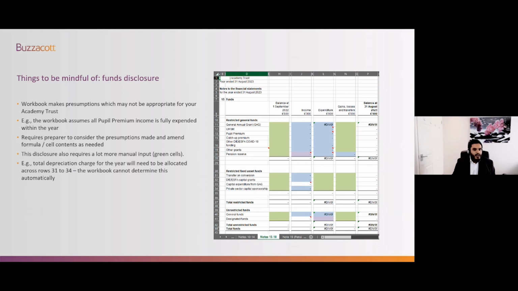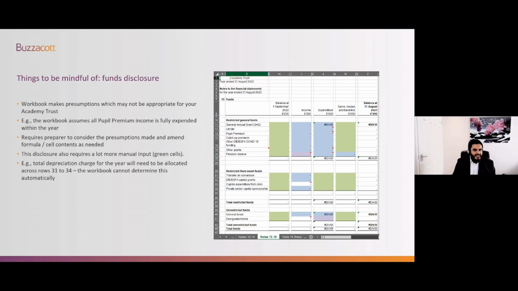But the trial balance will likely show how the total depreciation charge for the year has been analysed by class of fixed assets rather than the funding source. You will therefore need to determine the best way of allocating the total depreciation charge for the year between rows 31 to 34 within this disclosure note, and that may mean manual input or looking at a formula in those cells.